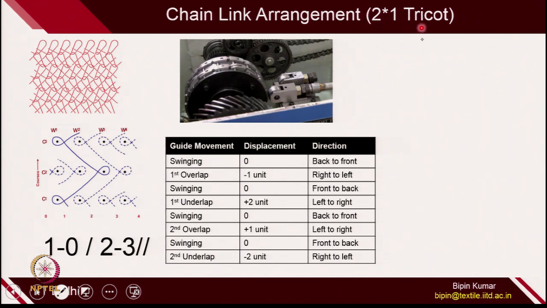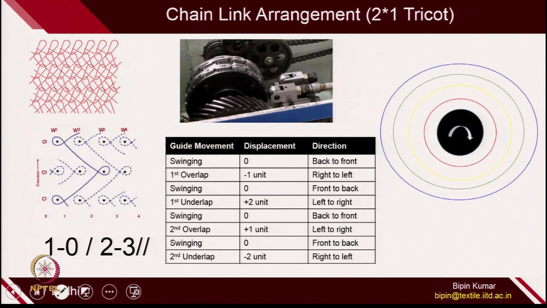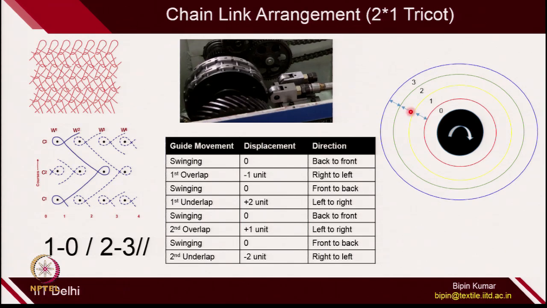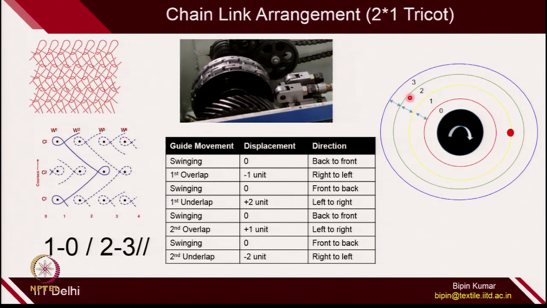For example, let us suppose you want to make a 2 cross 1 structure, where the overlap is 1 to 0 and 0 to 2 is underlap, followed by overlap and then underlap. Between each overlap and underlap there was swinging motion. This is how the pattern drum elevation and depression are denoted. Basically the profile of the pattern drum can be divided into different concentric circles of different radius. This elevation comes from using different heights of links on the pattern drum.